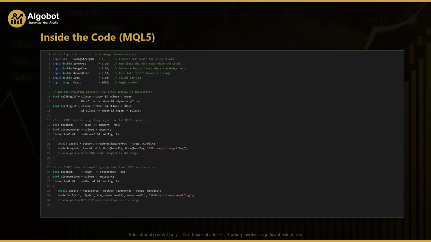It checks that the high touched the resistance zone, the close came back below resistance, and the bar is a bearish engulfing. The take profit is resistance minus the reward fraction of the range, and trade.sell opens the position before a buy stop is parked above resistance. Both sides are clean structural mirrors.